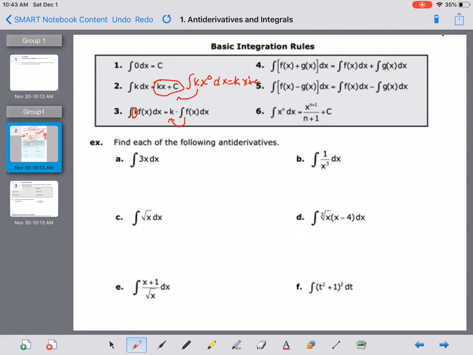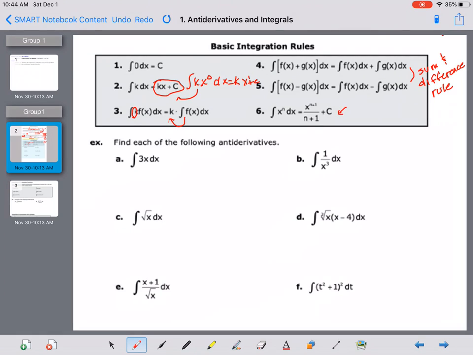Okay, just like with derivatives, we have sum and difference rules. And just like with derivatives, that tells us that we can take the derivative or the integral of each piece of the problem independently and bring them back together with plus and minus.